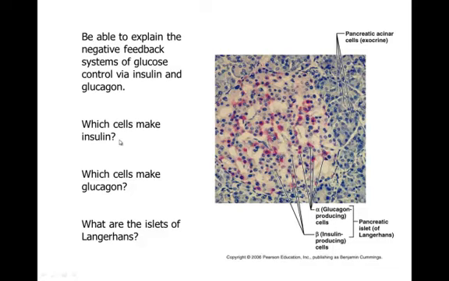So which cells make insulin? That would be your beta cells. And which cells make glucagon? Those would be your alpha cells. And what are your islets of Langerhans? That would be the endocrine portion of your pancreas. Those are little islands within the pancreas that actually produce the hormones of the pancreas, glucagon and insulin.